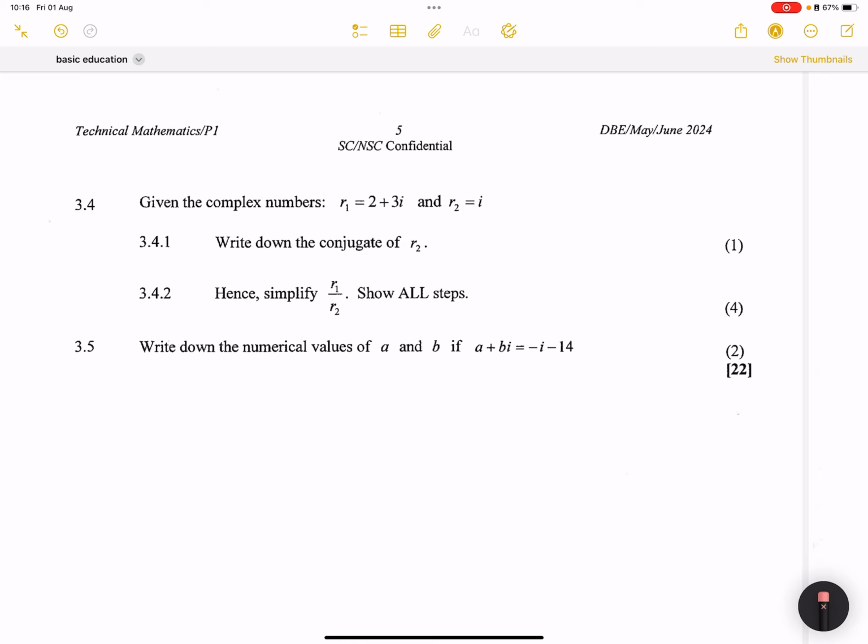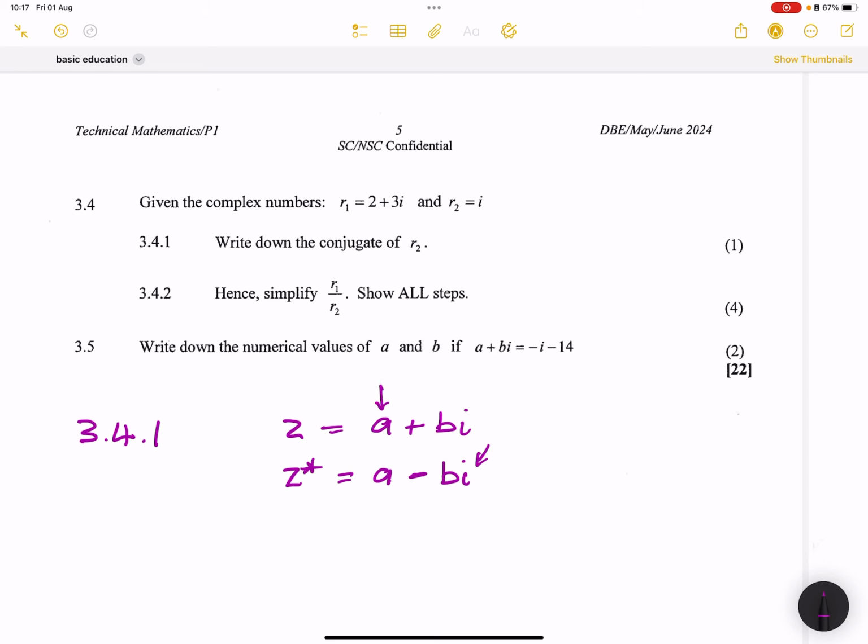Now please remember, whenever you've got a complex number, say Z is equal to a plus bi, what would be the conjugate? We always use Z star to designate a conjugate. That will be a minus bi. So it's the same real part, but for the complex component, you change the sign.